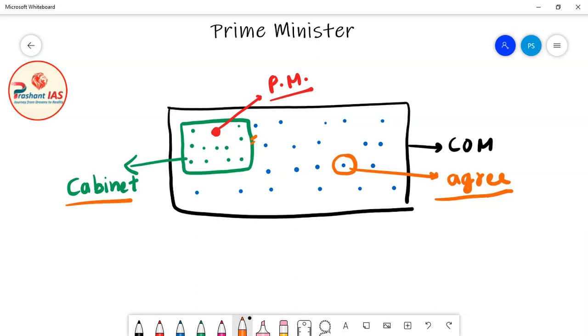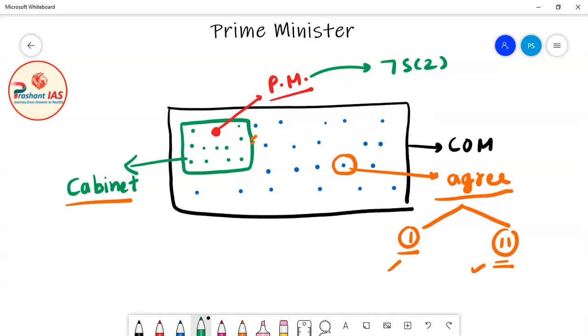So now what will the Prime Minister do? Now the Prime Minister will call him and give him two options. The first option is that you agree with this, and the second option is that you can resign. And if he does not agree and does not resign, then what can the Prime Minister do? Then the Prime Minister can remove him by using Article 75 clause 2.